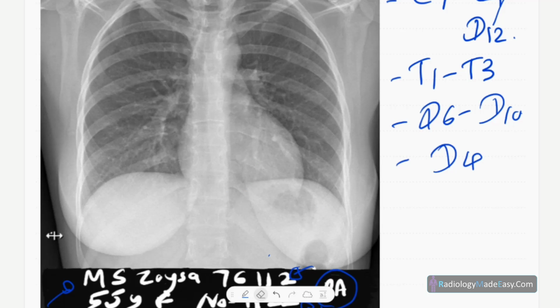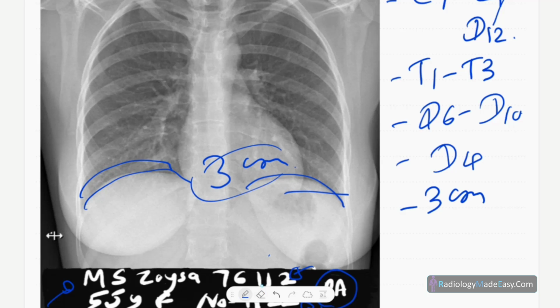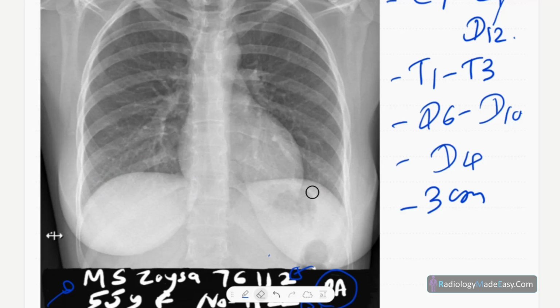Then the next thing is the diaphragms. You can see the diaphragm, right and left hemidiaphragm. The difference between the height of the right and left hemidiaphragm is about 3 centimeters. Right diaphragm is higher by 3 centimeters than the left one. So you see right and left hemidiaphragms, their position.